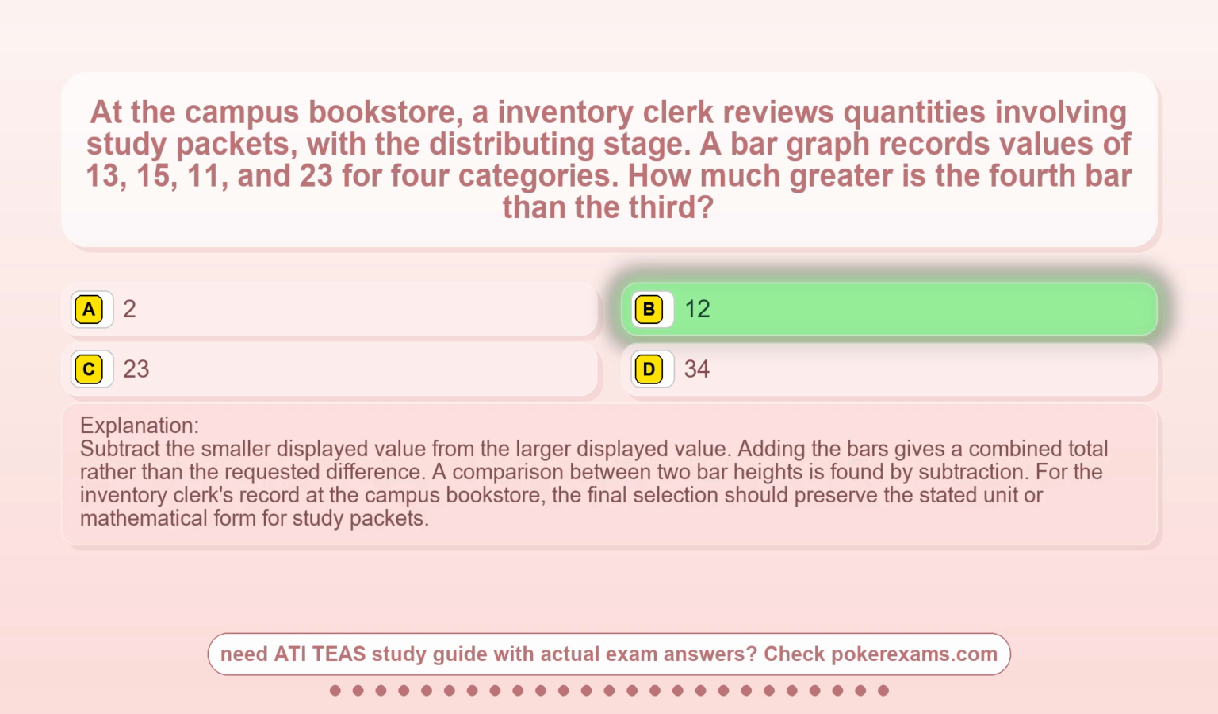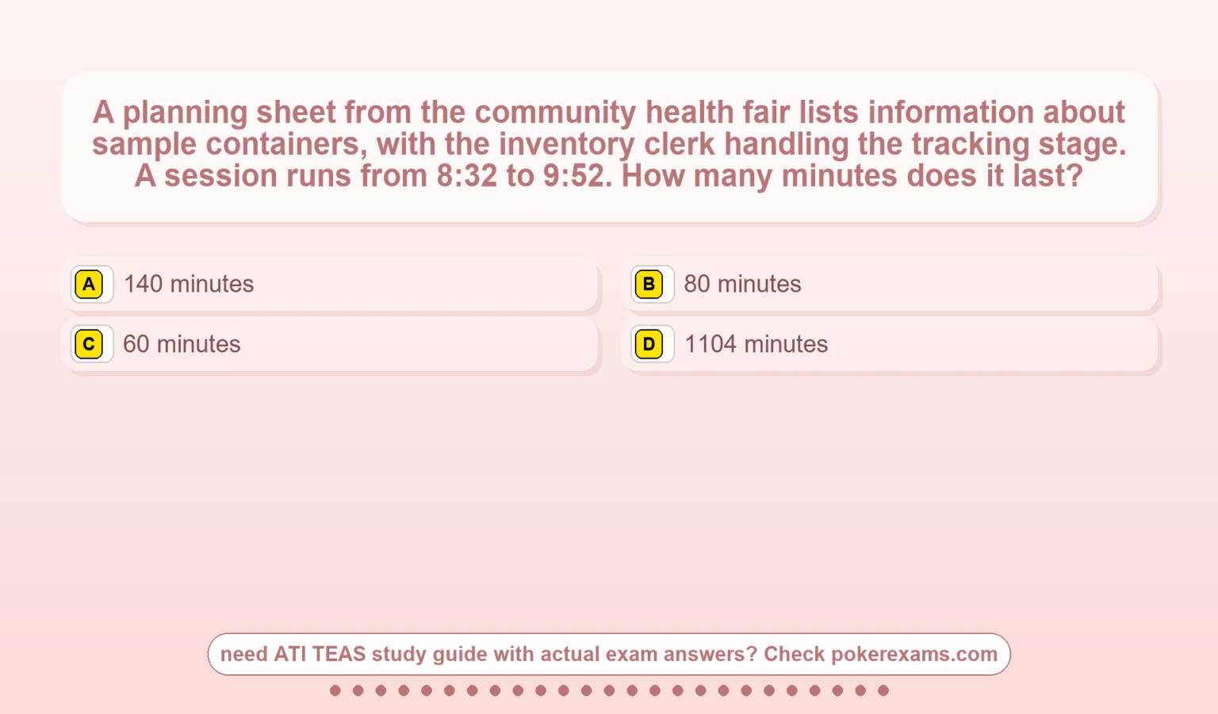Subtract the smaller displayed value from the larger displayed value. Adding the bars gives a combined total rather than the requested difference. A comparison between two bar heights is found by subtraction. For the inventory clerk's record at the campus bookstore, the final selection should preserve the stated unit or mathematical form for study packets.